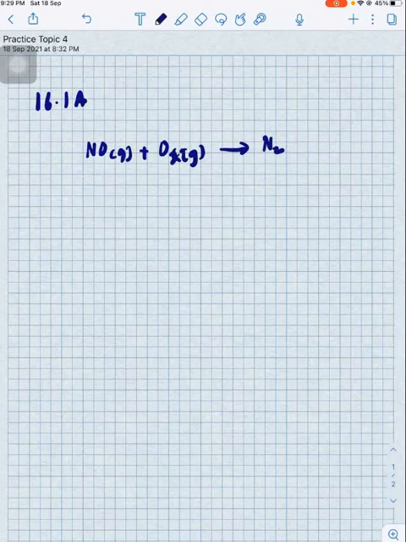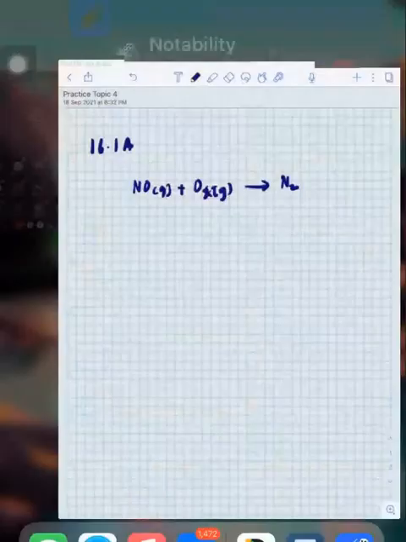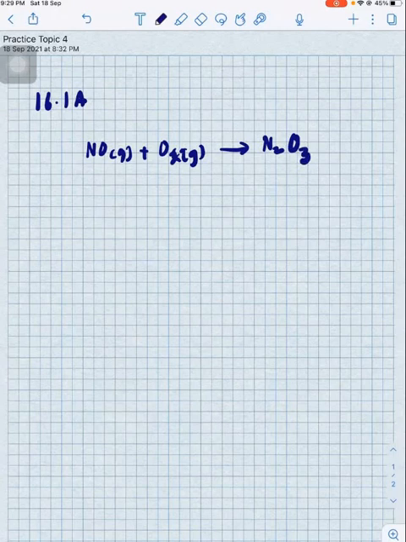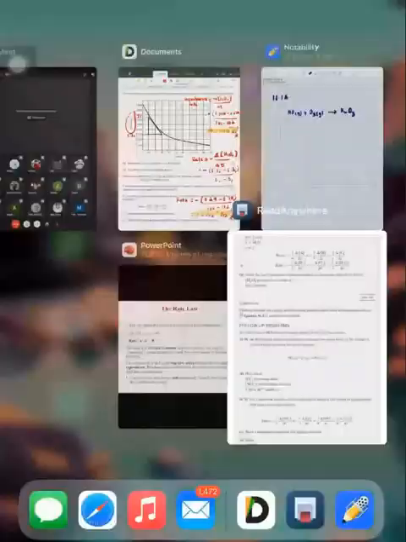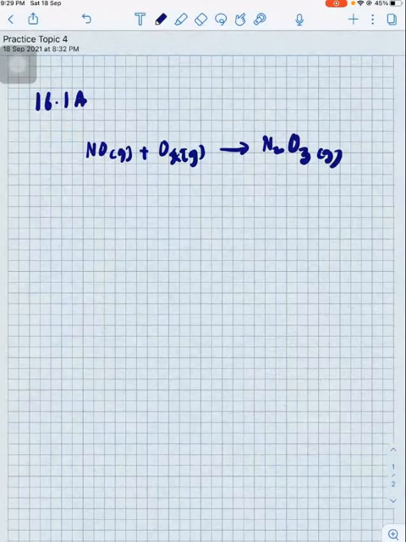And 2 O3. Okay. So, what is the balance chemical equation? Anyone want to try? NO. How many? 4 NO. Oxygen? 1. Okay. And then how about N2O3? 2. Okay. Yes. That's a balanced chemical equation.